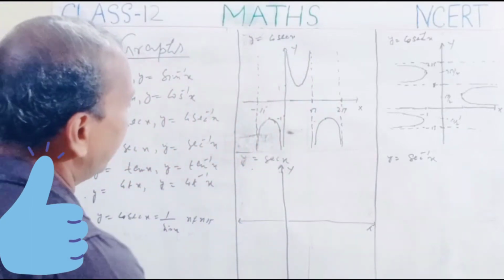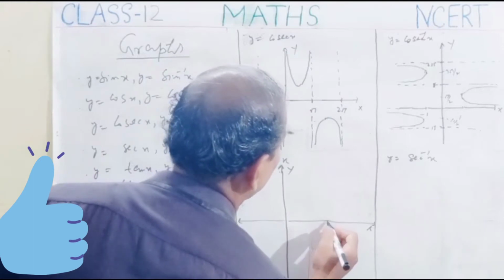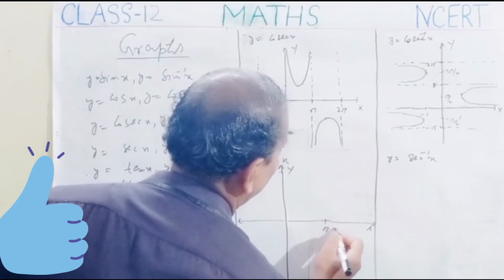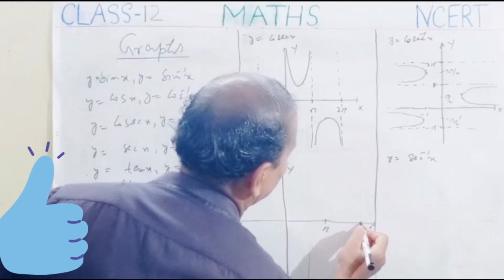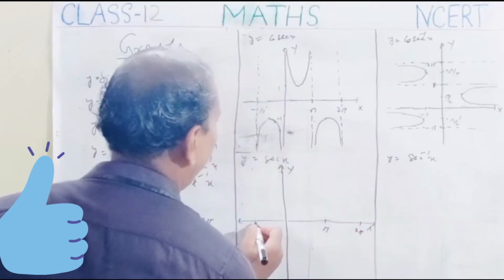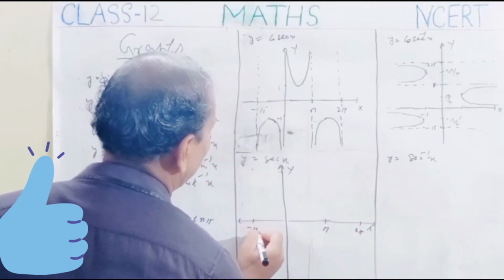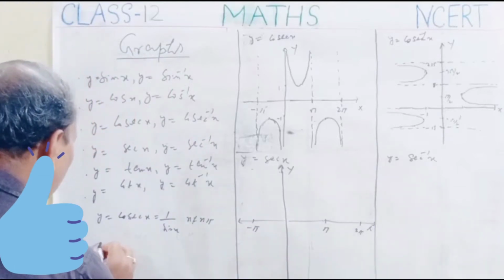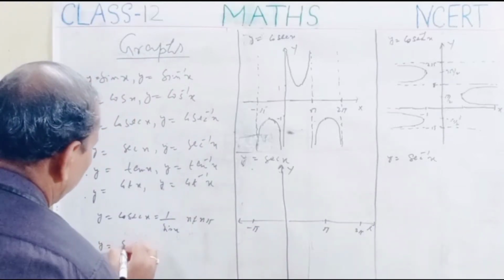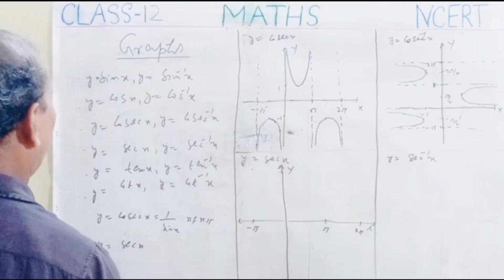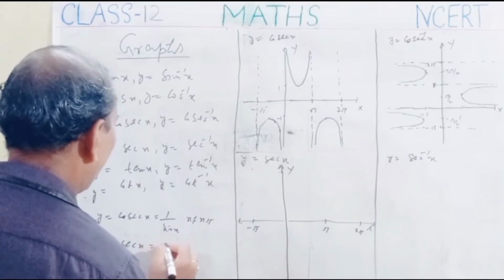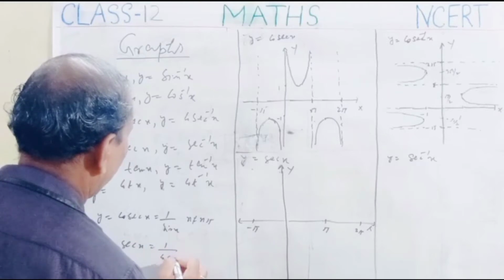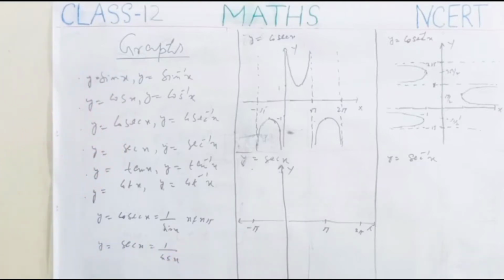Now, drawing the graph again, suppose at this point it is pi, at this point it is 2 pi, and here it is minus pi. So I have to draw y is equal to sec x, which is equal to 1 upon cos x.